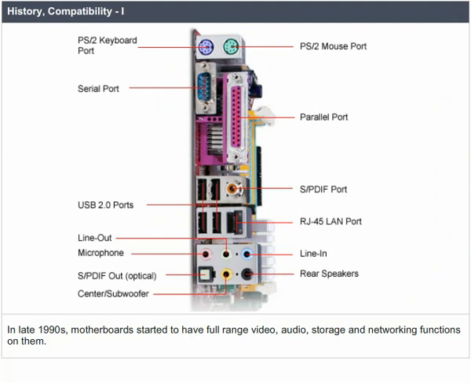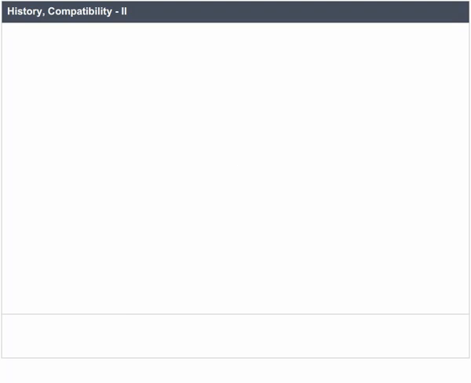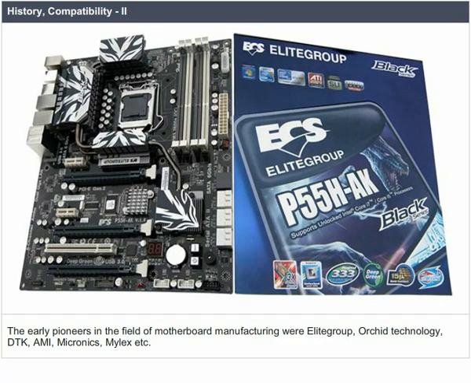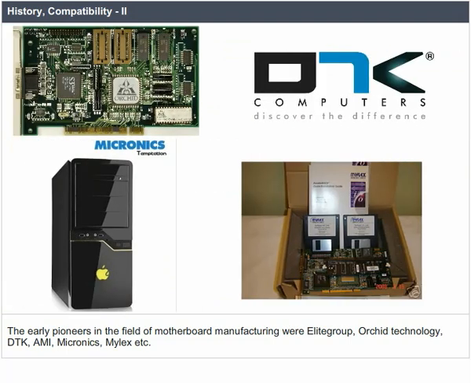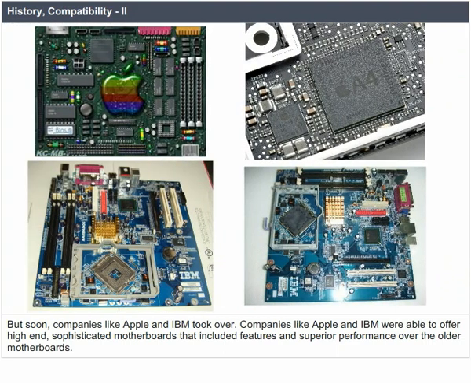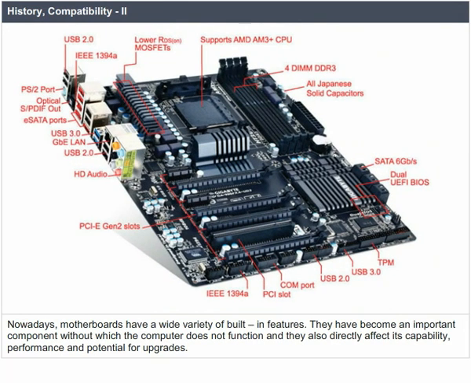History, compatibility. The early pioneers in the field of motherboard manufacturing were Elite Group, Oki Technology, DTK, AMI, Micronics, Milex, etc. But soon companies like Apple and IBM took over. Companies like Apple and IBM were able to offer high-end, sophisticated motherboards that included features and superior performance over the older motherboards. Nowadays, motherboards have a wide variety of built-in features. They have become an important component without which the computer does not function, and they also directly affect its capability, performance, and potential for upgrades.